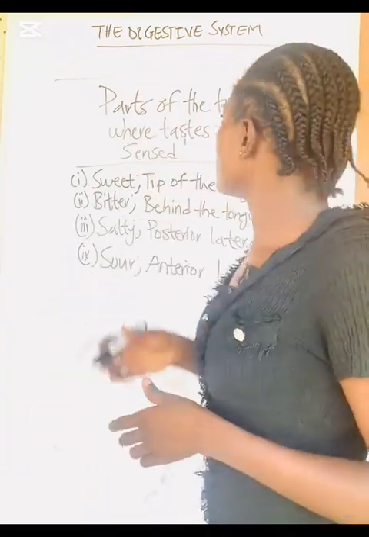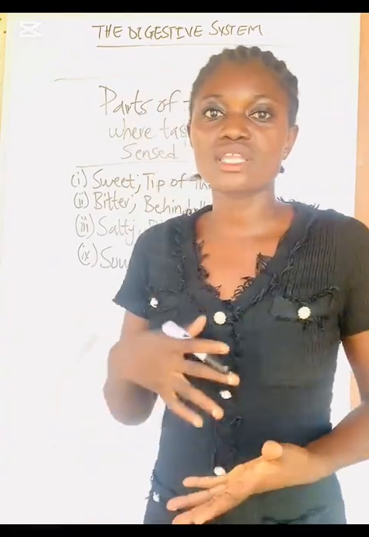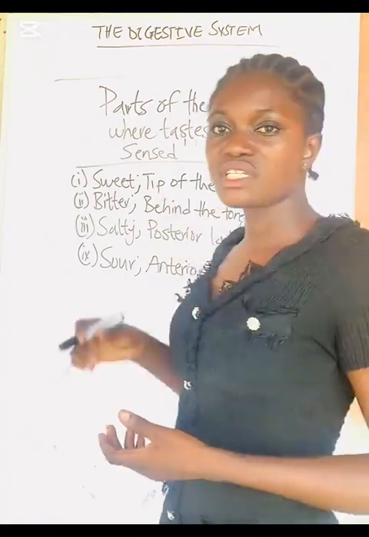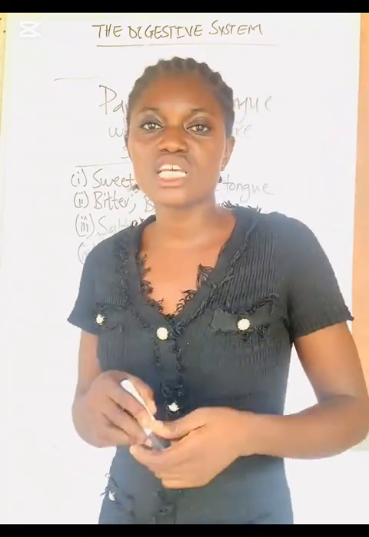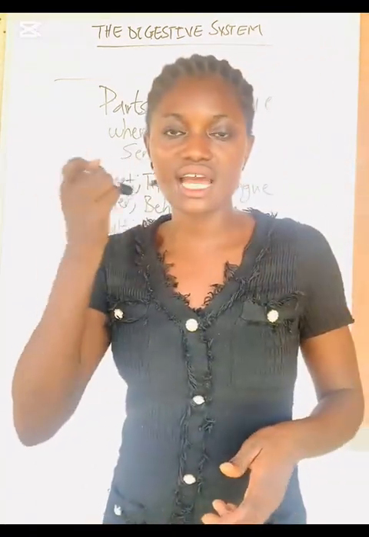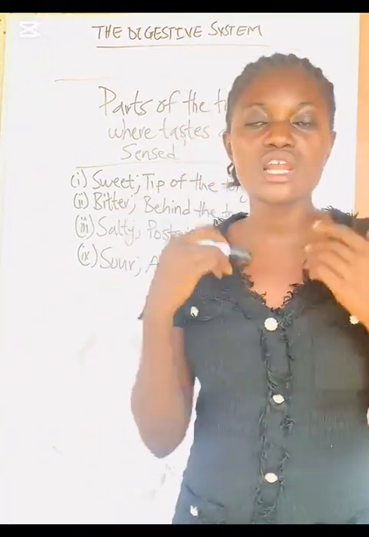Let's move on to the parts of the tongue where tastes are sensed. We have sweet. Sweet is found at the tip of the tongue. Bitter is found behind the tongue. Salty is found at the posterior lateral.